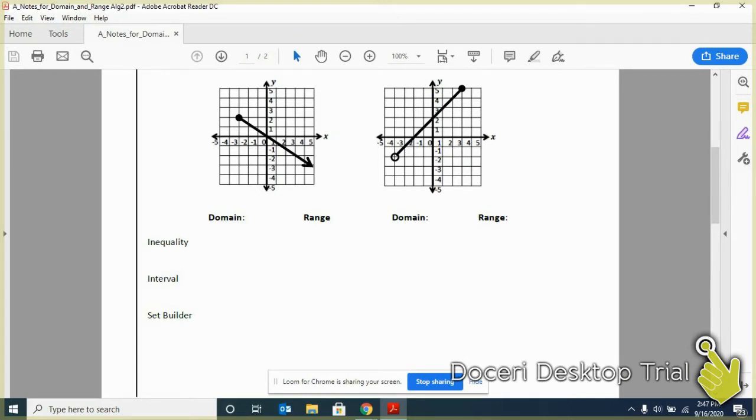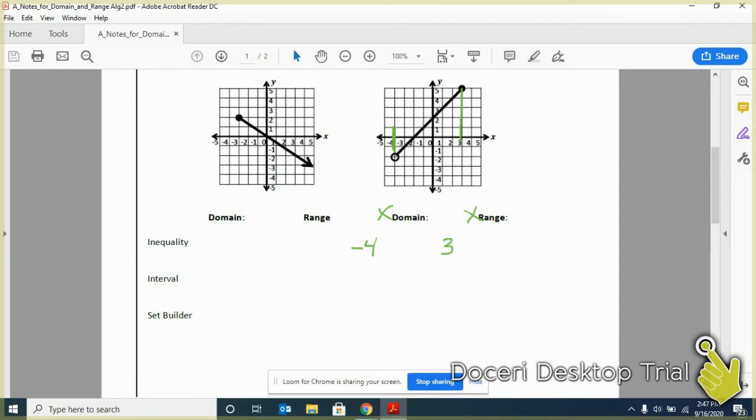So the first thing I want you to know is this. When I talk about domain, we're talking about x values, range, we're talking about y values, okay? So that means that on my domain, when I look at the x values, I look at the graph and I say, okay, my x graph looks like it starts at -4, and it looks like my graph is going to end at 3. So for an inequality, I would write it as -4 and 3 for my domain.